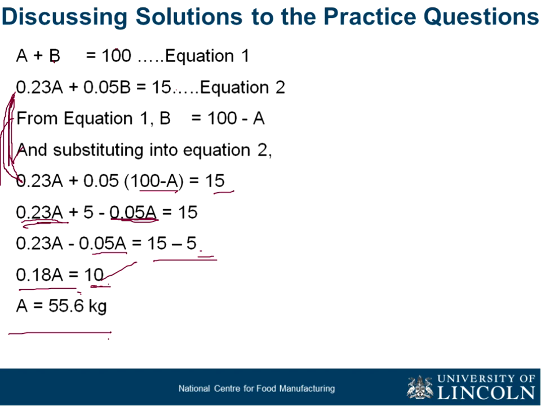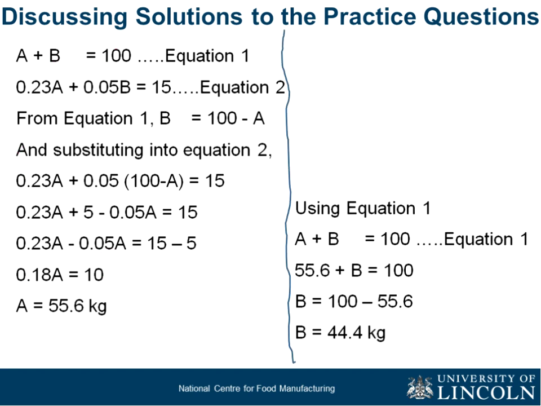Put 55.6 here. I can get my B to be 100 minus A. So when I have 100 minus A, you can see 55.6 is A. B is what I'm looking for now, 100. Then B will now be 100 minus 55.6. Now my B will be this.